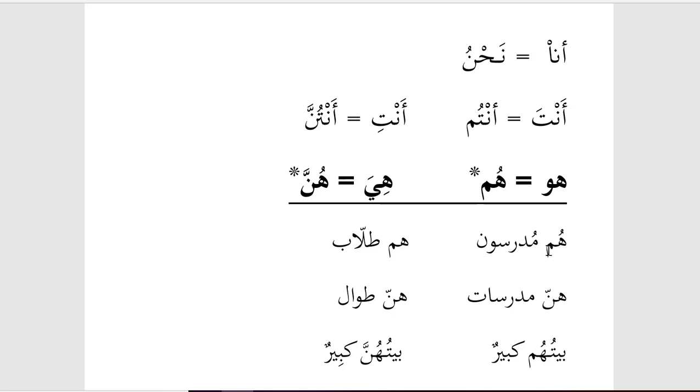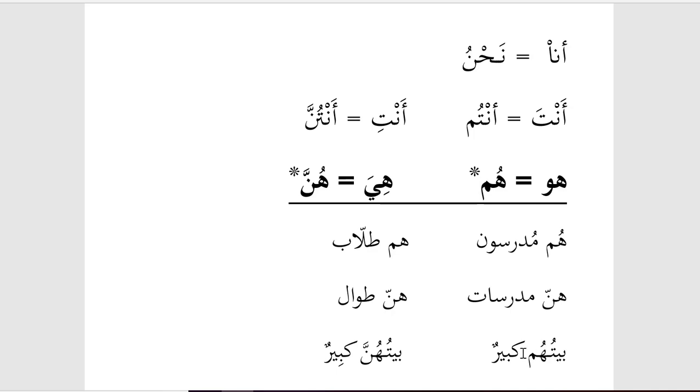So it says here, hum mudarrisun. They are teachers. Hum tullab. They are students. Hunna mudarrisat. They are teachers. Okay, so hunna here is beginning the sentence. Hunna tiwal. They are tall. The women are tall.